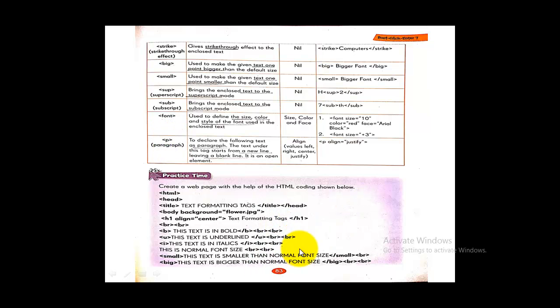We apply them one by one in our program. Strike through: this is the strike through effect, and the text inside is struck through. BR means break. Then subscript: H2SO4, where 2 and 4 are in subscript. Then superscript.